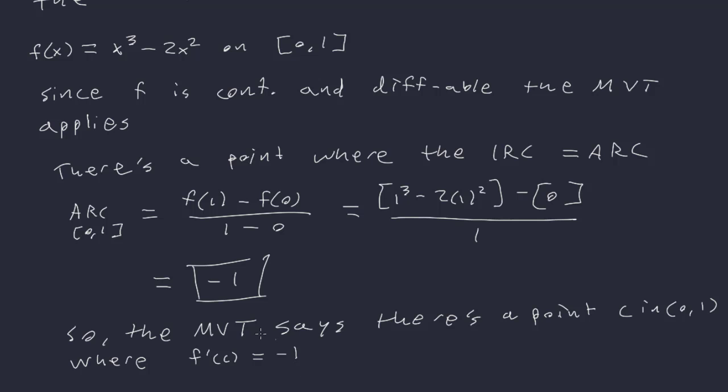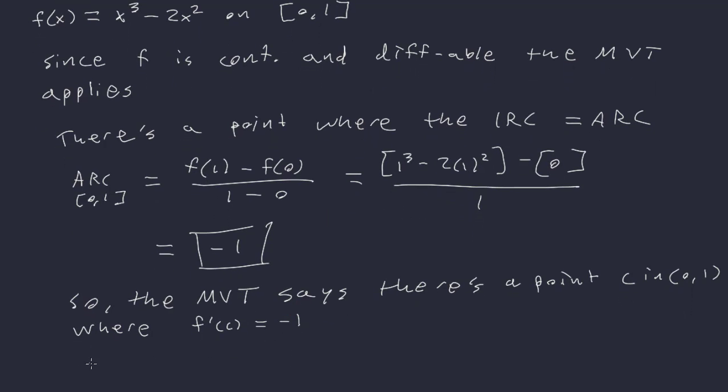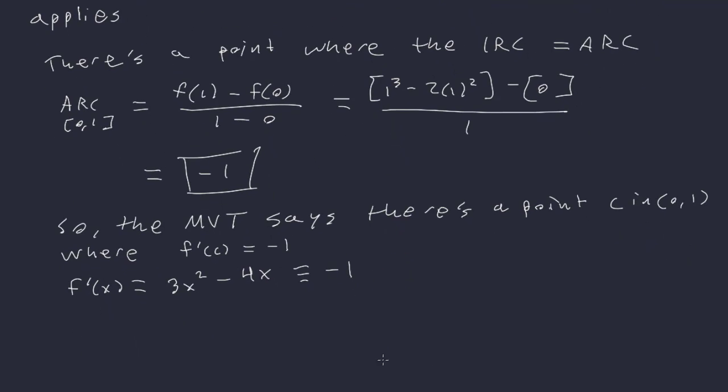So let's find that point. We need to find the derivative, and it's just like finding the critical points, except now instead of setting it equal to 0, we're setting it equal to negative 1. So the derivative is going to be 3x squared minus 4x. And now we're setting that equal to negative 1 instead. So this does change things a bit because now we're solving this equation: 3x squared minus 4x plus 1 equals 0.